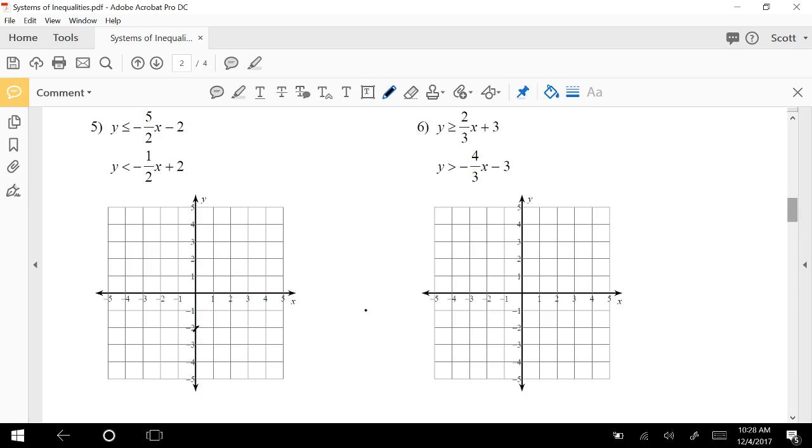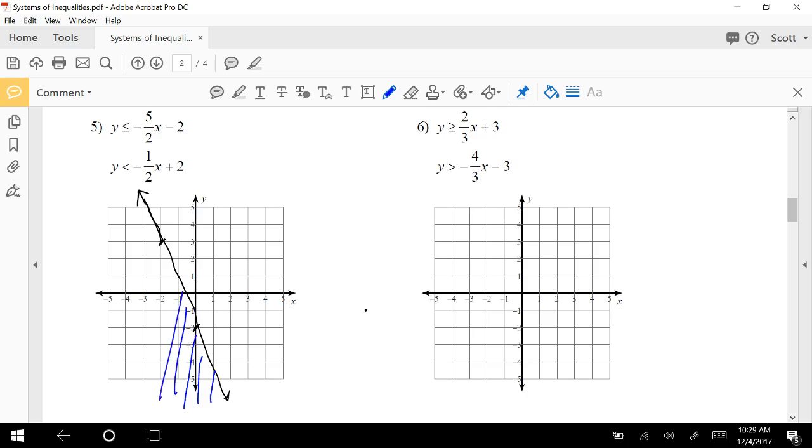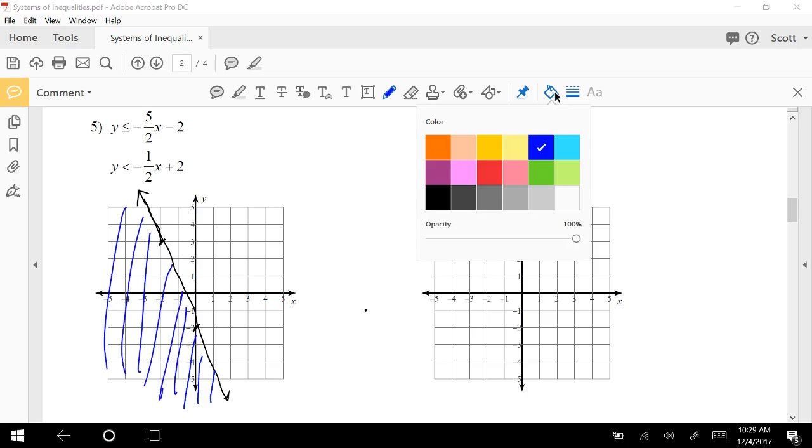Minus 2, negative 5 over 2, so down 5 over 2 wouldn't be there. Let's go up 5 and left 2. The opposite. And that's going to be a solid line. Y is going to be less than that, so we're going to go straight down from there. I'll go back and do the other one.